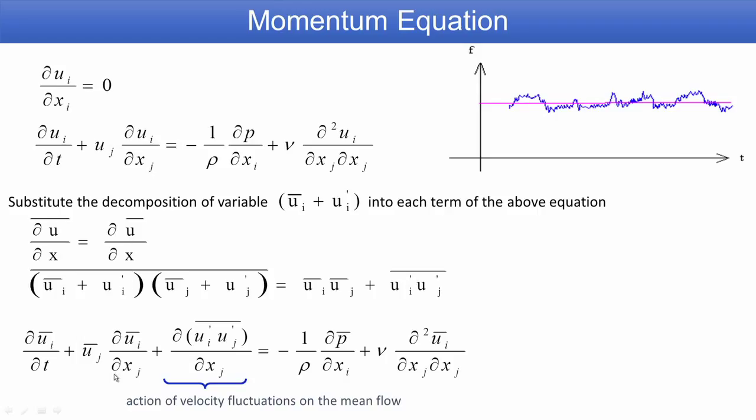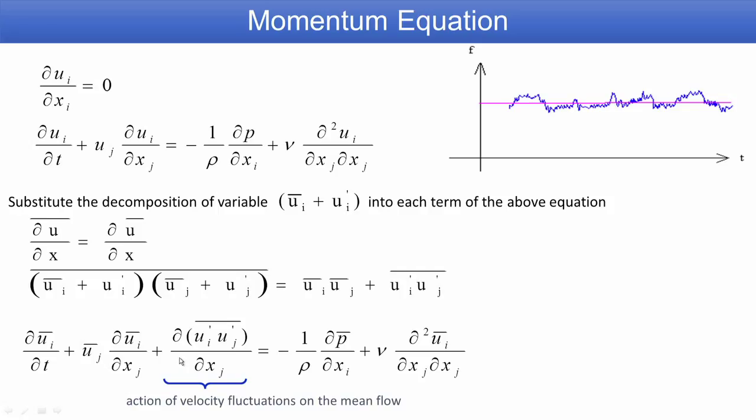The second term in the time averaged Navier-Stokes equation is u_j bar ∂u_i bar/∂x_j. You can understand the second term, appearance wise or format wise, is the same both in the original Navier-Stokes equation and the averaged Navier-Stokes equation. The only difference is the variable. In the original Navier-Stokes equation it is instantaneous, whereas in the averaged equation it is an average quantity.